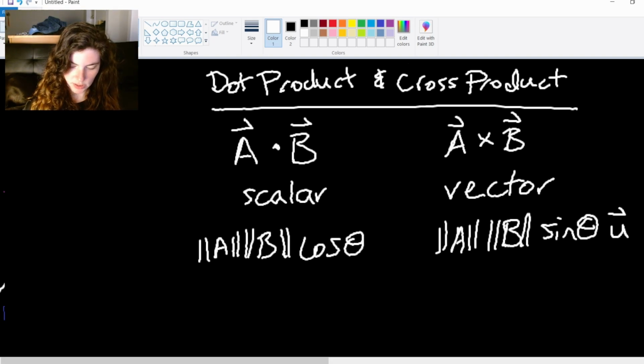I'll give you the general equation for each of these. Cross product we're not going to see for another few weeks, but I wanted to introduce it now so that you see the difference.